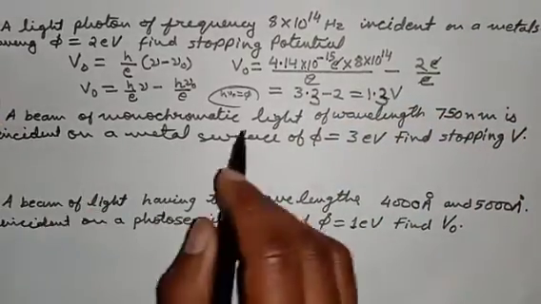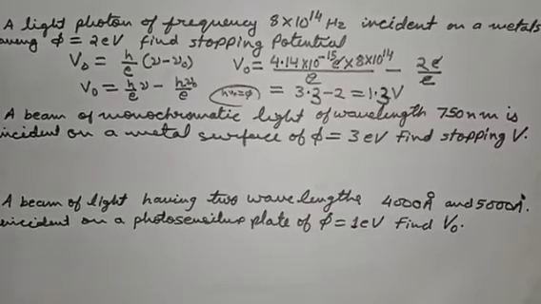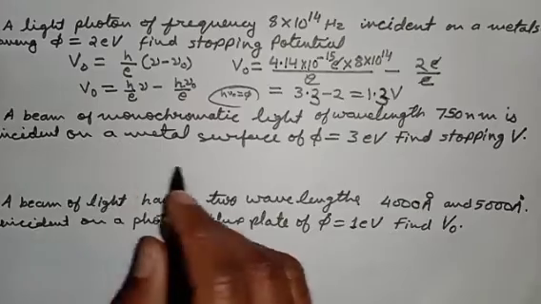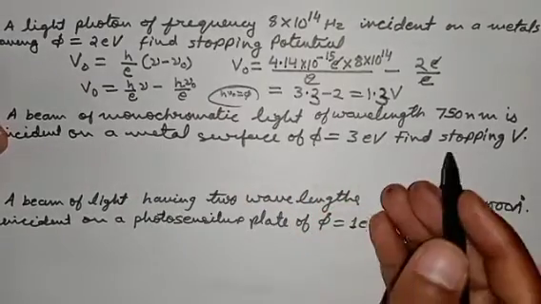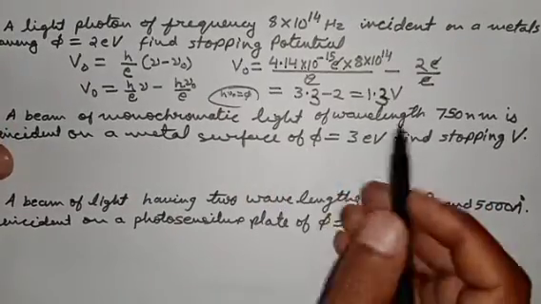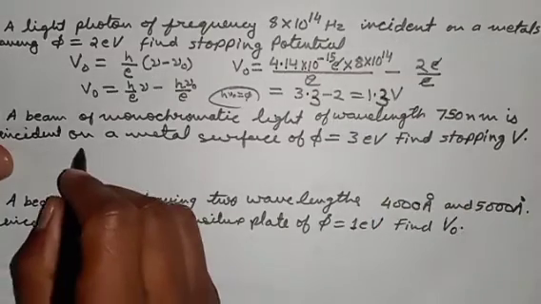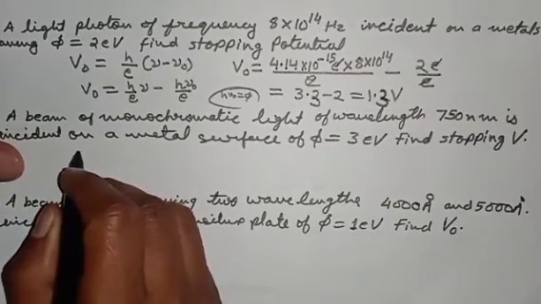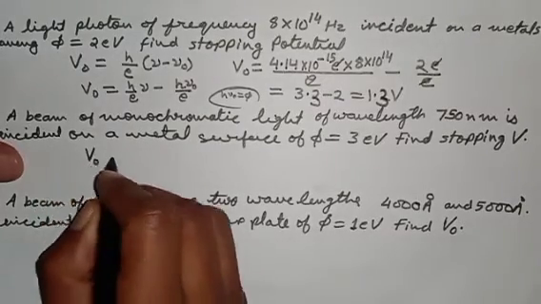Next, a beam of monochromatic light of wavelength 750 nanometer is incident on a metal surface of work function phi. Same process we have to follow, but instead of frequency, now we have wavelength. So you can pause the video and try it yourself. And now I hope you have done it yourself.